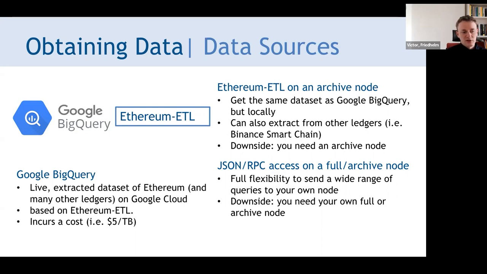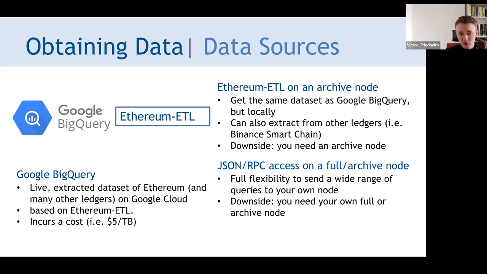The underlying technology that this Google BigQuery dataset is using is called Ethereum ETL. That's a Python-based command line tool that allows you to extract data from a client that is fully synchronized with the network. On the top right here, you can run Ethereum ETL on your own node or any node, ideally an archive node, and that would produce the same data set that Google BigQuery has, but then you have it locally.